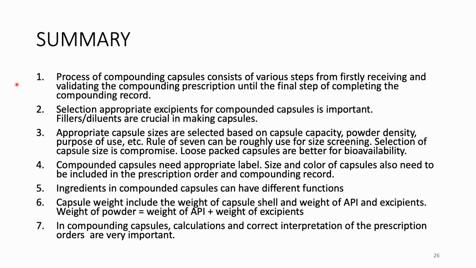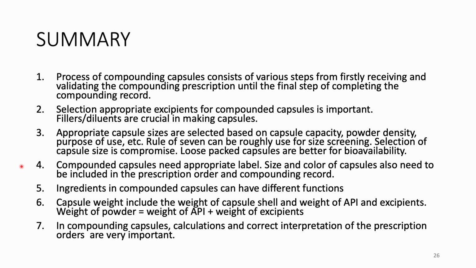In summary, the process of compounding capsules consists of various steps, from firstly receiving and validating the compounding prescription until the final step of completing the compounding record. Selecting appropriate excipients for compounded capsules is important. Fillers and diluents are crucial in making capsules. Appropriate capsule sizes are selected based on capsule capacity, powder density, purpose of use, etc. The rule of 7 can be roughly used for size screening. Selection of capsule size is a compromise. Loosely packed capsules are better for bioavailability.